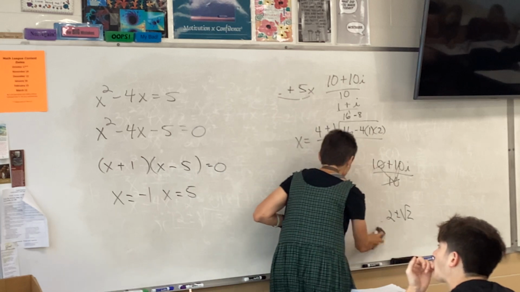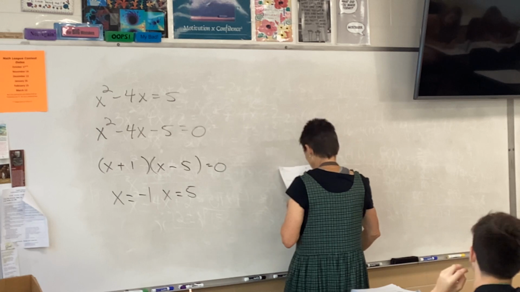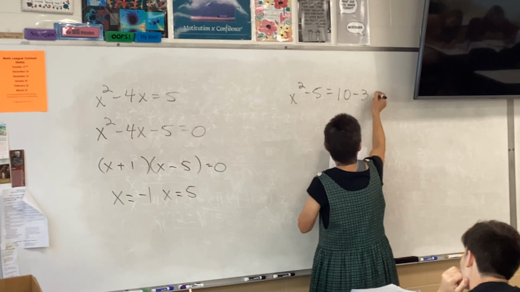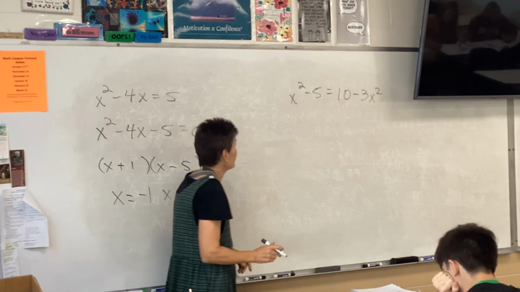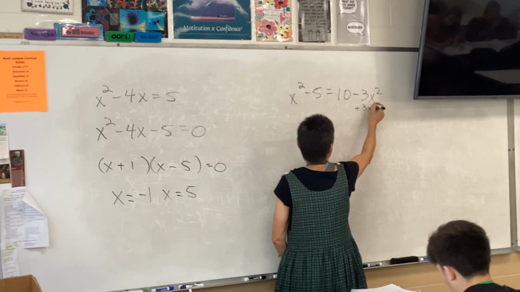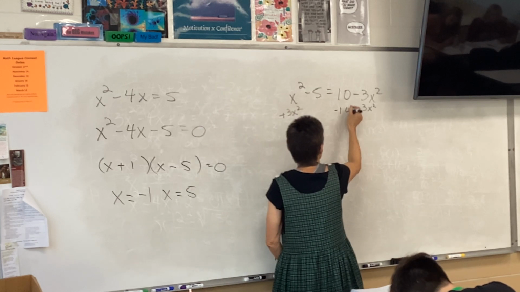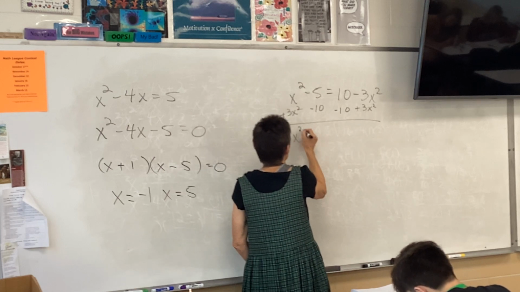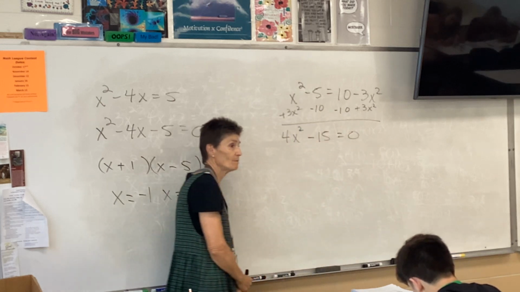Okie dokie, Smokies, here we go. Last one on this page. What are you gonna do with this guy? Move everything to one side, so maybe add the 3x squared, and subtract 10. So 4x squared minus 15 equals 0. Is that okay with everybody?